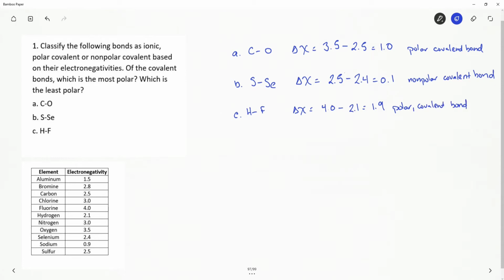Now that we have classified our three bonds, the question also asks us, of the covalent bonds, which is the most polar and which is the least polar? Well, the least polar is obviously going to be our nonpolar covalent bond. Now, for which is the most, we just need to find which delta chi is larger, and that is going to be our hydrogen-fluorine bond.